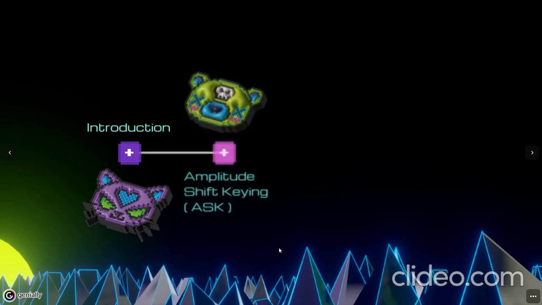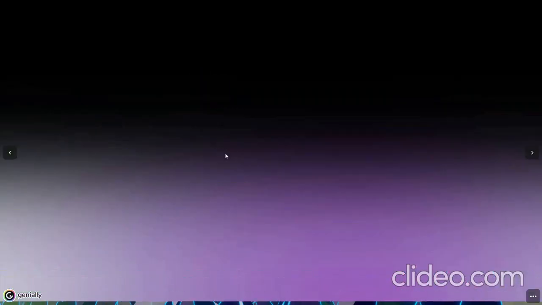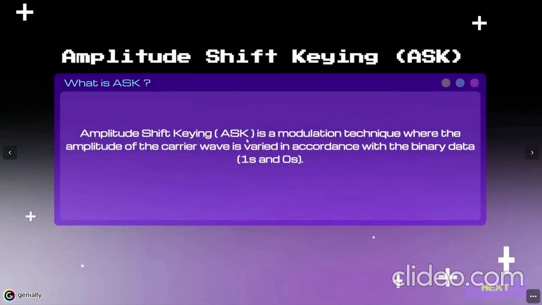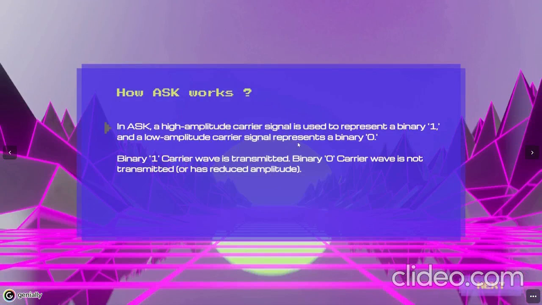Next, I will cover the topic of ASK, amplitude shift keying. So what is ASK? ASK is one of the modulation techniques where the amplitude of the carrier wave is varied with 1s and 0s. So how does ASK work? A high amplitude carrier signal equals 1 while a low amplitude carrier equals 0. So for 1, the carrier wave is transmitted, while for 0 it is not transmitted.